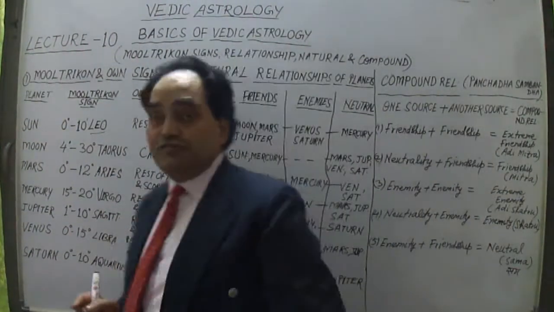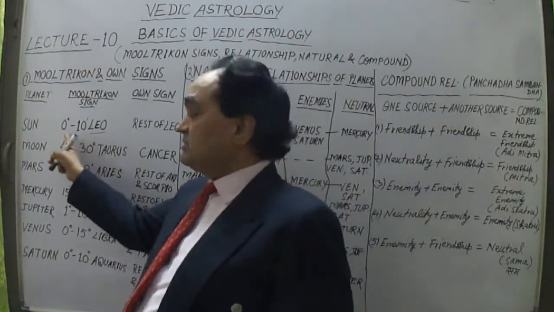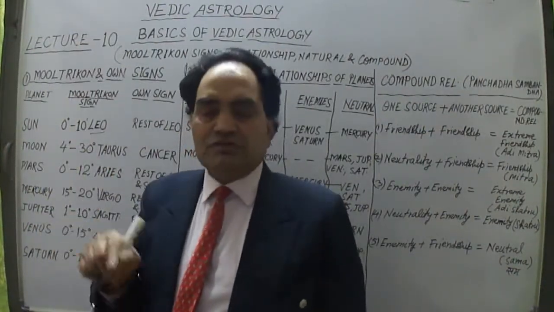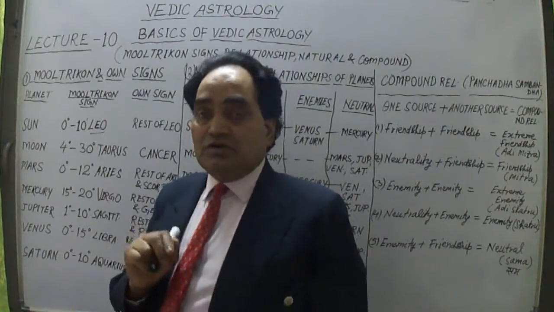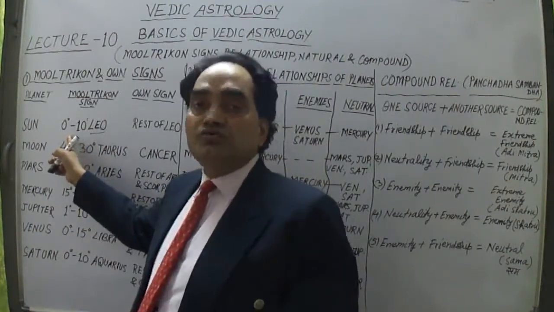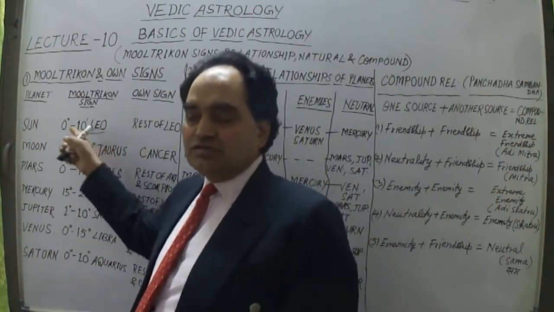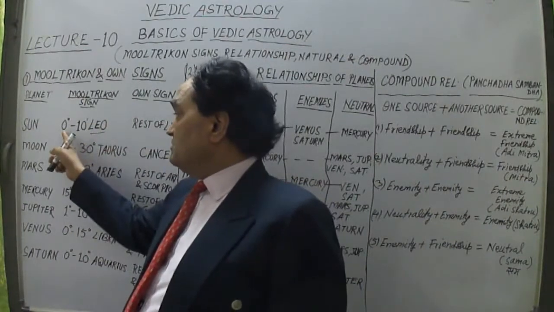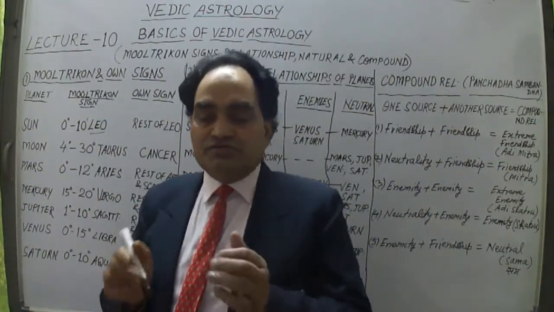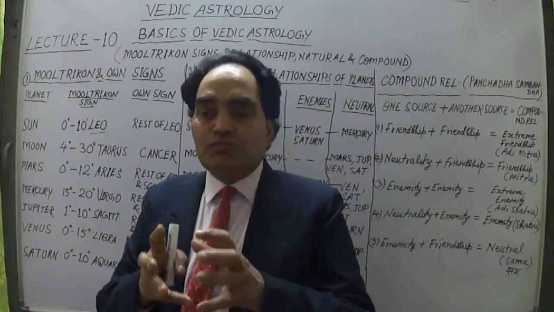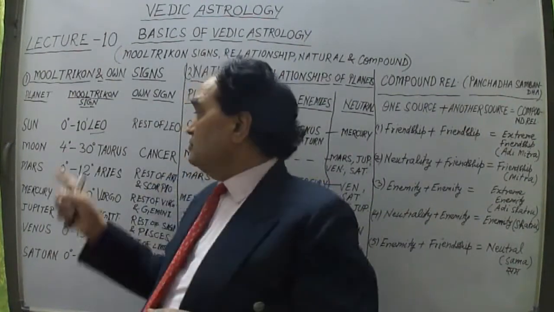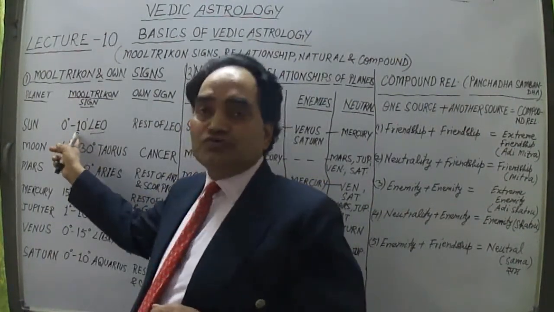Yes, if you find the Sun placed in the Leo sign in your horoscope, it is his own sign, the Sun's own sign. But if it is lying between 0 to 10 degrees, that means the Sun is more active, more powerful in your house or in your horoscope.